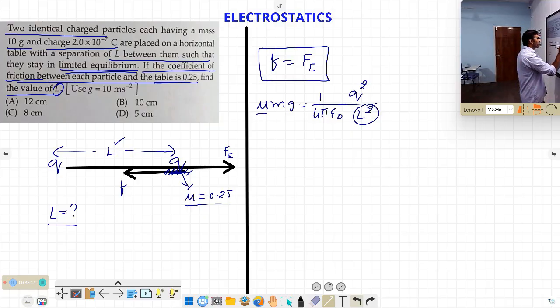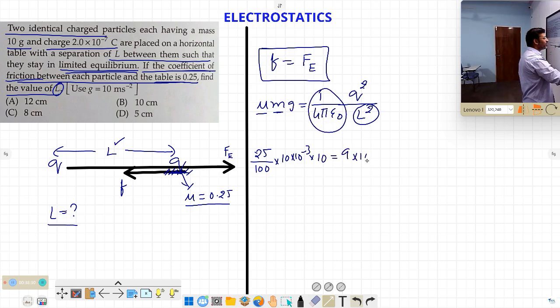Mu value is equal to 0.25, I can write as 25 by 100, into the mass of each charge, which is given as 10 grams in the question, 10 into 10 power minus 3, I can write. Gravity, they ask to take as 10, is equal to 1 by 4 pi epsilon naught value, that is 9 into 10 power 9.